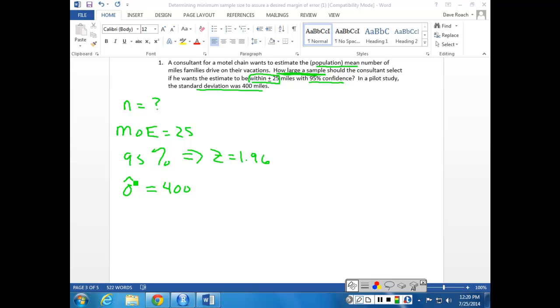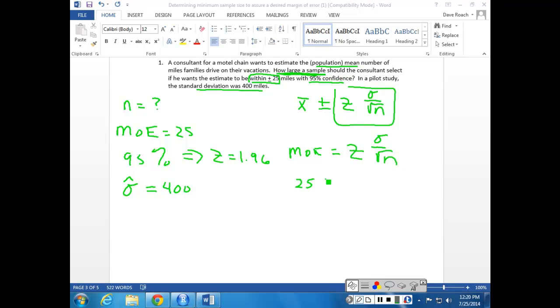But anyway, when we did get around to calculating confidence interval for the mean, we already know that's going to be x bar plus or minus z times sigma divided by the square root of n. So that's the margin of error. So margin of error is equal to z sigma divided by the square root of n. And so we have 25 is equal to 1.96 times 400 divided by the square root of n. I usually would just now go straight to the n equals, but I'll work through a couple of steps here.